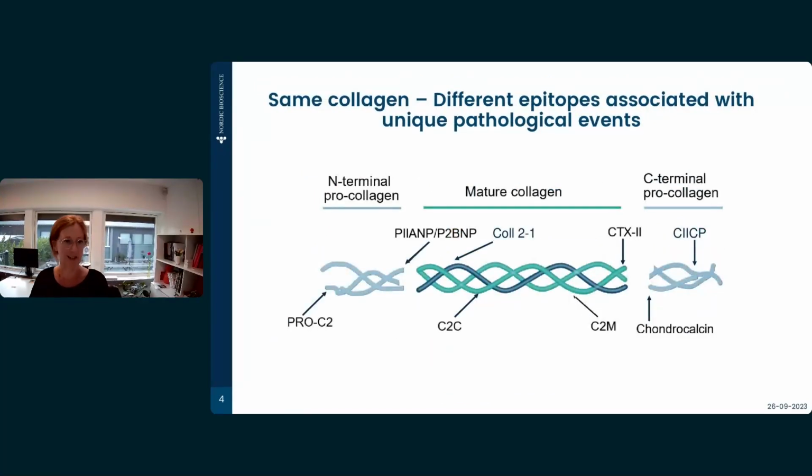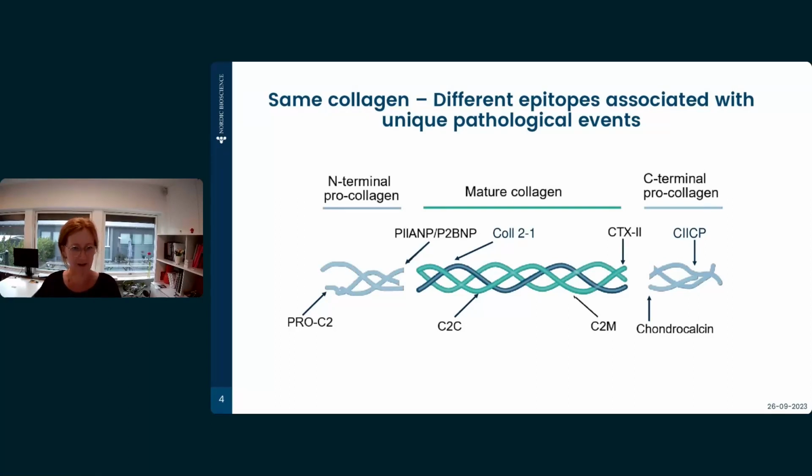Just to give you an example of type 2 collagen, and I know other people have other favorite collagens, but mine is type 2 because I worked with that for 2 decades. If we look at the type 2 collagen molecule, by remodeling and destruction it is broken into different pieces, and each piece tells a different pathological story. For example, CTX-II is a reflection of cartilage destruction, and it's measured in urine.